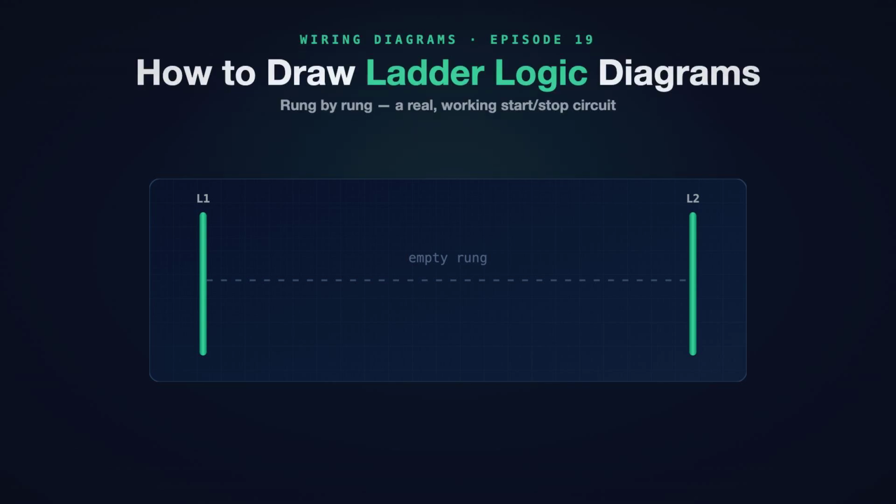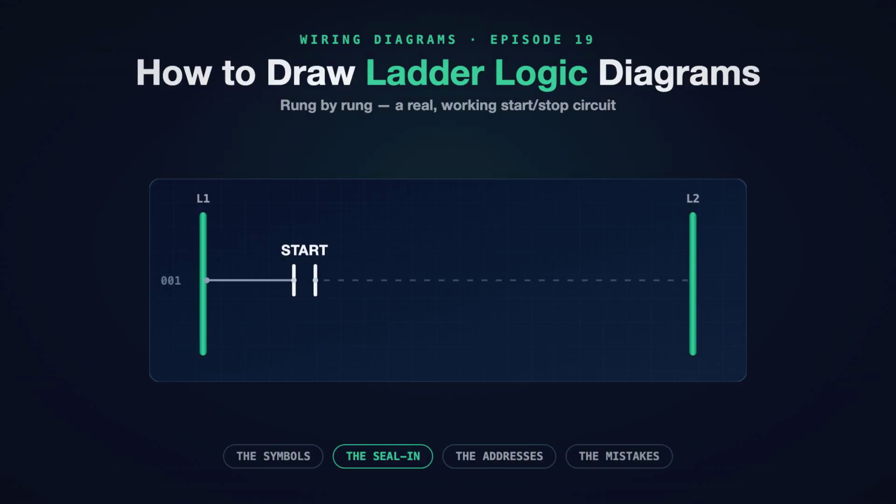Two rails, no rungs. This ladder diagram is empty, and we are about to fix that. By the end of this video, you will know how to draw a ladder logic diagram from scratch. Rung by rung, we draw a real, working ladder diagram, the classic motor start and stop circuit. Watch. One input contact placed on a rung. That is the first stroke of almost every PLC program ever written. Coming up, the symbols, the seal-in trick, the addressing, and the mistakes that catch every beginner.